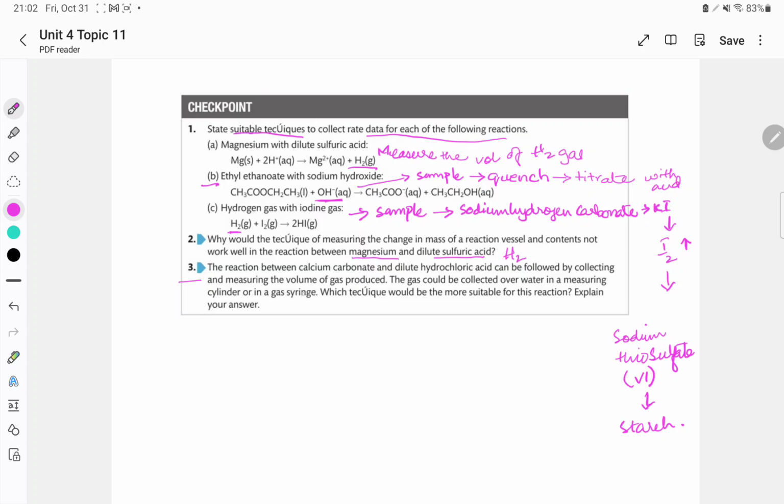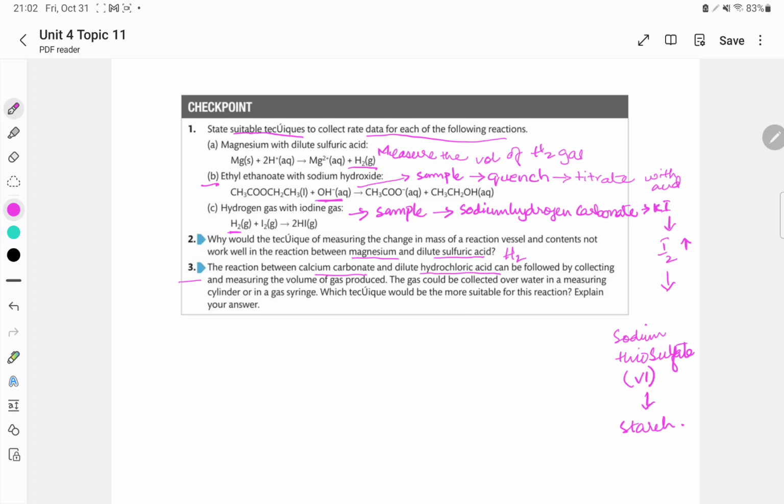It says the reaction between calcium carbonate and dilute hydrochloric acid can be followed by collecting and measuring the volume of gas produced. The gas could be collected over water in a measuring cylinder or in a gas syringe. Which technique would be more suitable for this reaction, and explain your answer.